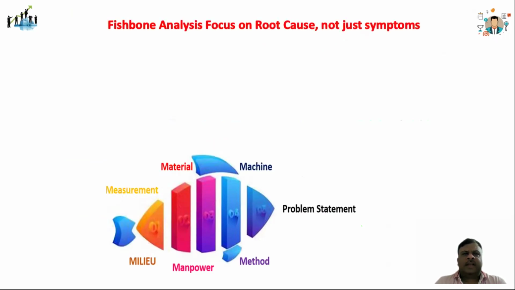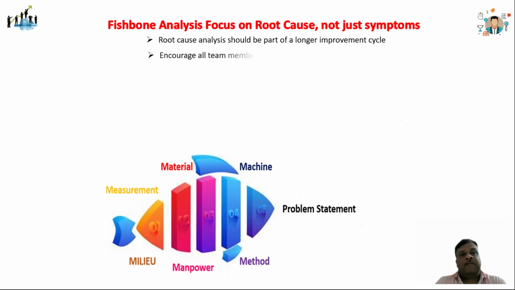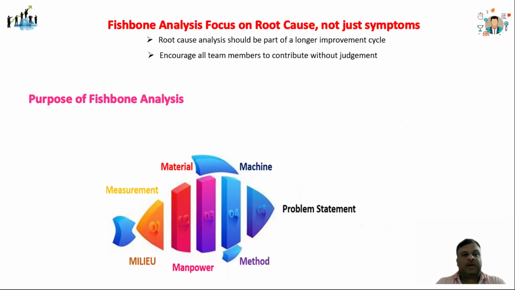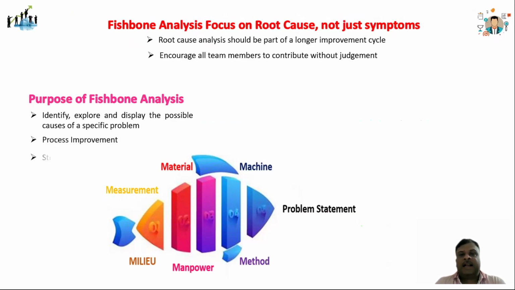When we are doing root cause analysis, we need to keep in mind that root cause analysis should be part of a longer improvement cycle. And for root cause analysis, we need to encourage all team members to contribute without judgment. So, fishbone analysis is also one of the tools which focus on root cause, not just on symptoms. The purposes of fishbone analysis are to identify, explore, and display the possible causes of a specific problem, process improvement, and strategic planning.